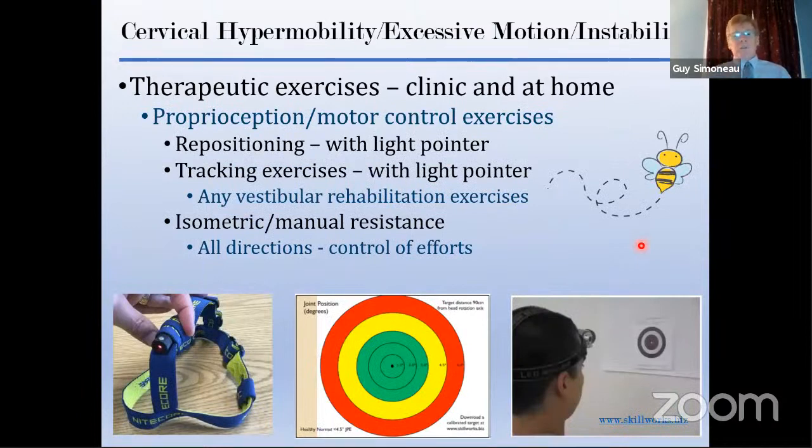And then do proprioceptive exercise. If you're familiar with vestibular rehab, you can have repositioning exercise with the light tracker, tracking exercise, and also just learning gentle isometric exercise to learn control of effort. So it can be a really fun population to work with. Most of the time, they're going to be younger people with a lot of flexibility.